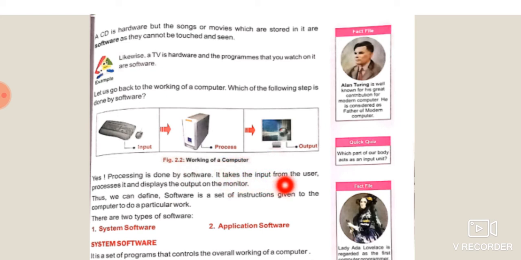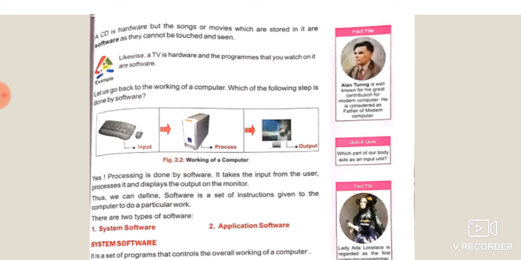It takes the input from the user, and for that, software is there. For processing that data and for displaying the output on the monitor, software is there. So we can define software as a set of instructions given to the computer to do a particular work, meaning how to do this work. Who tells that to the system? Software is a collection or set of instructions.